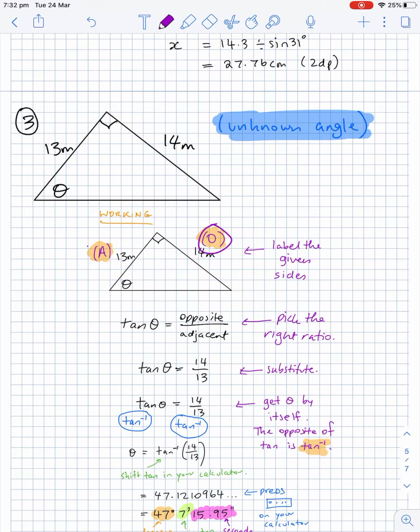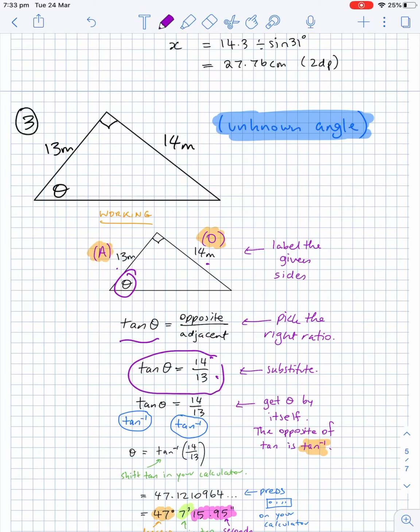Okay, so we've got to think, what uses O and A out of SOHCAHTOA? The one that uses O and A is TOA. So we make sure we're using tan. So we rewrite the ratio for tan. So tan theta is equal to opposite over adjacent, and we substitute in. Now theta doesn't change, it's just the theta, but the opposite is 14 and the adjacent is 13. So it becomes 14 over 13.